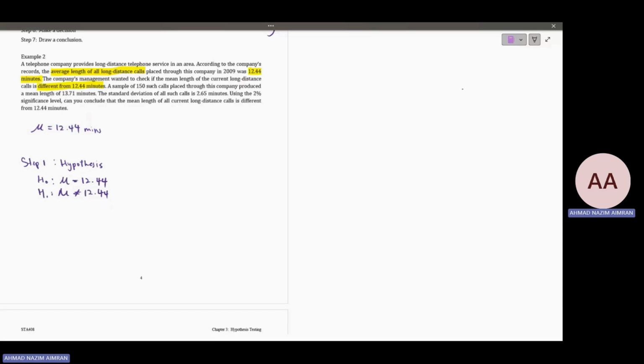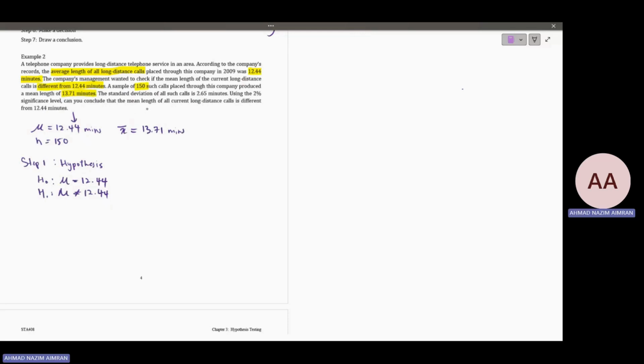And from here, a sample of 150 such calls placed through this company produce a mean length of 13.71 minutes. So we have a sample of 150 calls, so our n is equal to 150, and from the 150 such calls we get a mean, this is x bar, the mean of the sample, and this is the mean of the population. Based on the sample, the mean is equal to 13.71 minutes.